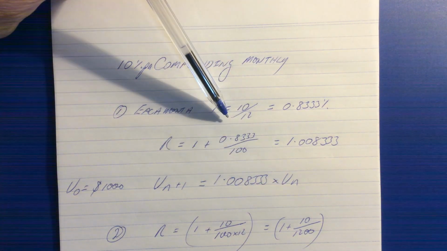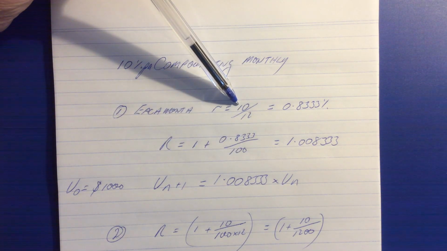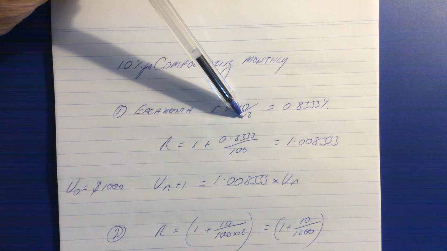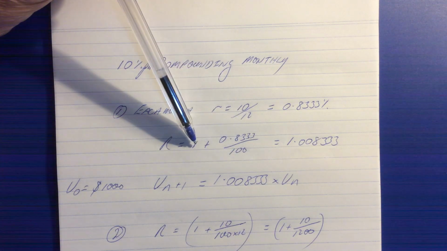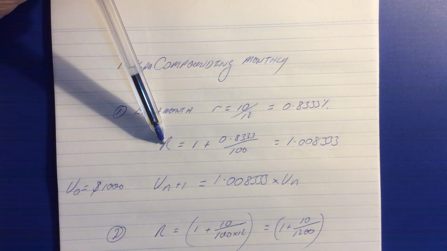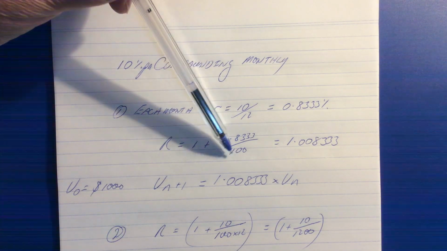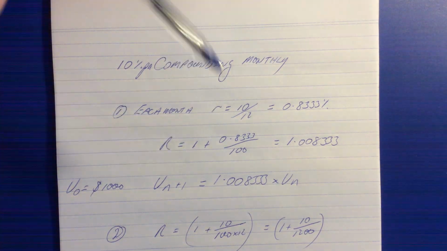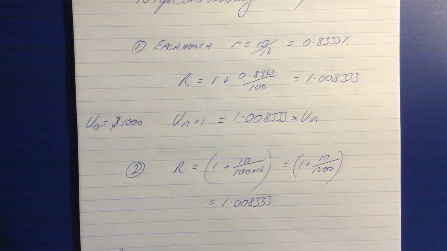And this is calculated by doing what we did here. Dividing the annual interest rate, 10, by 12 to get a monthly rate, inserting that into the formula for capital R, which is 1 plus our new rate divided by 100, and we get that. Now, that's one way of doing it. There's a second way of doing it, which is a little bit faster, and is fine to use, but if it confuses you, just stick with method 1.